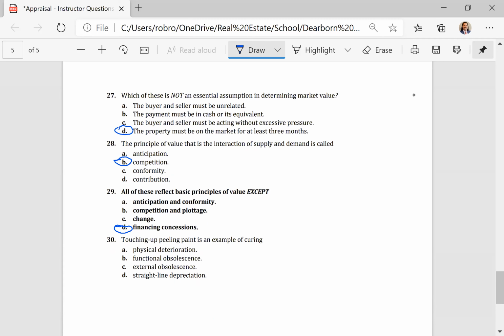And then 30, touching up peeling paint is an example of what? A. So each one is worth about 3.5 points, my friends. You did pretty good. I'm hoping that you're happy with your score. If not, you know what you need to do. You need to just study a little bit more. But hopefully you're getting yourself an 80% or better.